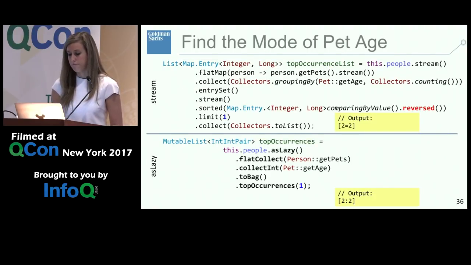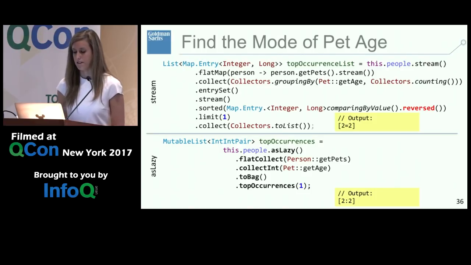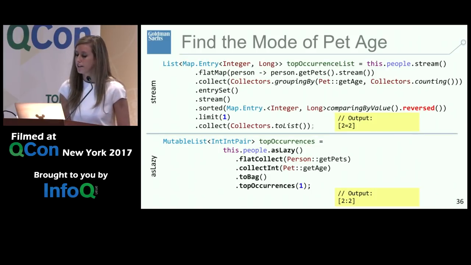Find the mode of pet age. So find the most occurring pet age. So essentially this is what we call in Eclipse Collections topOccurrences. In the first example, we have our list of people, we're streaming them, we're flat mapping, this is all the same as before, we're getting the pet ages and counting them.